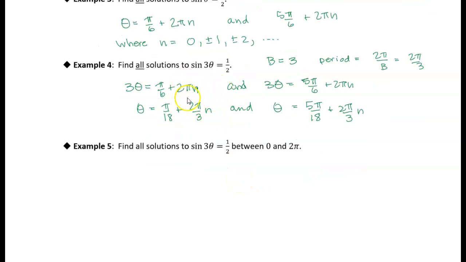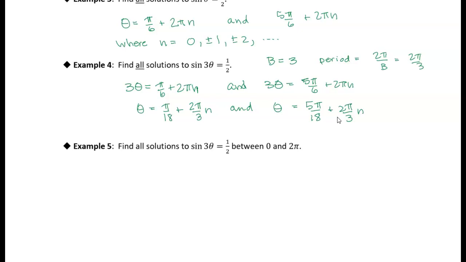Now, it's actually easier to find all the solutions and express it in terms of n, which is just an integer. But if they ask you to find all the solutions in a certain range, here between 0 and 2 pi, then we just need to take our answer for all the solutions and figure out what the specific angles are that are between 0 and 2 pi. So if we take a look at this one, it's the same problem, sine of 3 theta equals 1/2, but now we want just the angles that are between 0 and 2 pi, not all of the angles.